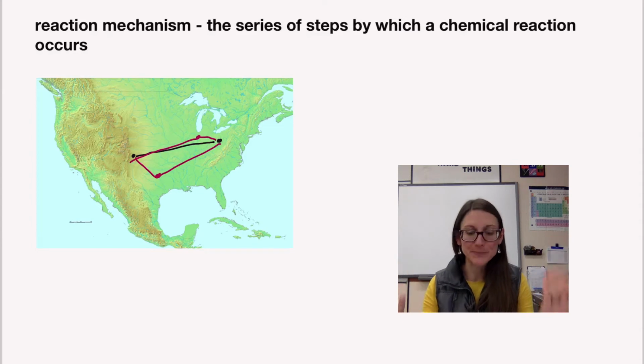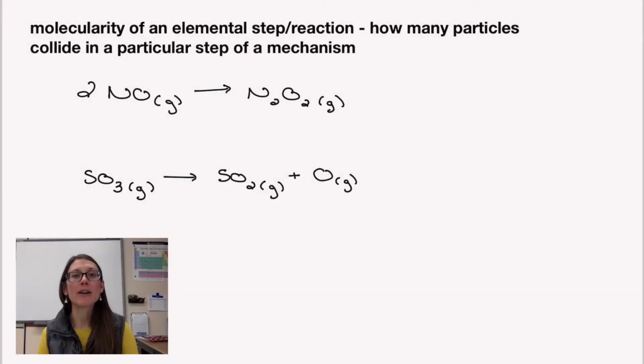It's really cool. The first thing we need to talk about is the molecularity of a particular step. So if you take a mechanism or a reaction, you break it into its steps. Each of those steps is called an elementary step or an elementary reaction. And they're saying, here's what's happening, collision by collision, as the reaction goes on.